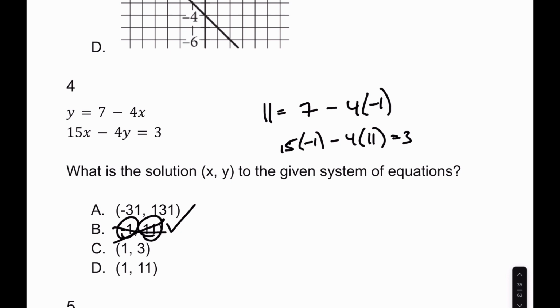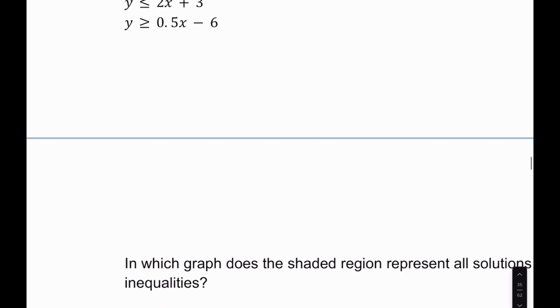Let's try C. When I try C, I have C here and 3 there. Does that work? Yes, it does work. Now let me try that in the other equation. X is 1 and 3 is y. Yep, that works. It's C. Let's keep rocking. Number 5.